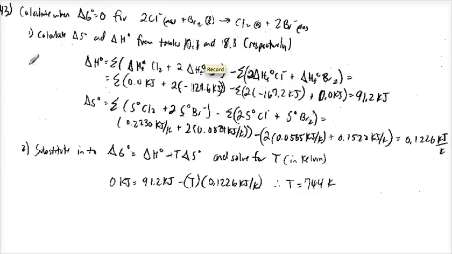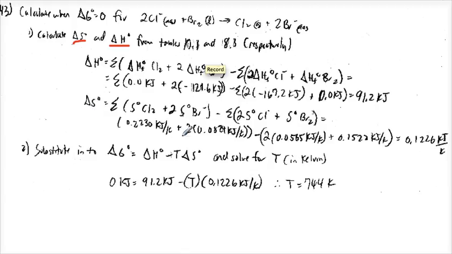In problem 43, you're asked to find when the delta G naught will be 0 for a specific reaction: 2Cl minus plus Br2 gives Cl2 plus 2Br minus. The first thing you need to do is calculate the change in entropy, and then you have to calculate the change in enthalpy using table 17.1 and 8.3 respectively. You find that the change in the enthalpy is 91.2 kilojoules for that specific reaction using all the same tips that we had talked about in the previous screencasts.